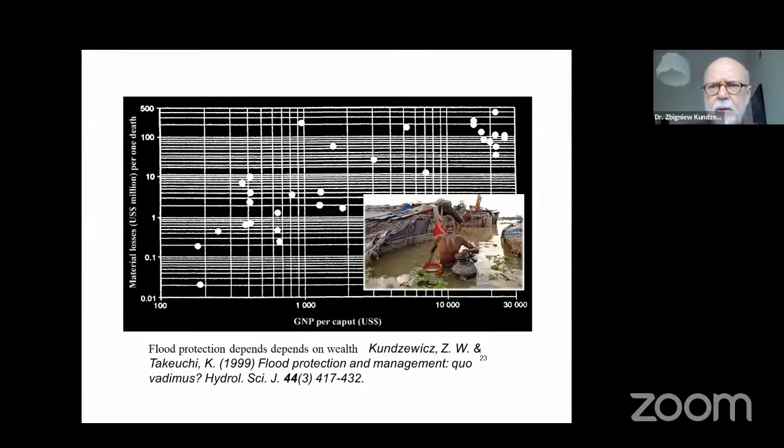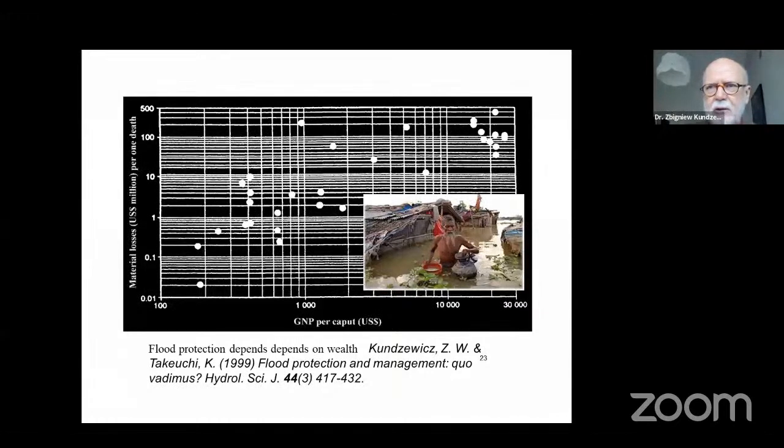This illustration comes from an old paper that I published together with a Japanese colleague, Kuniyoshi Takeuchi. On the x-axis, there is gross national product per capita. And on the y-axis, we divided the material losses by the number of fatalities. So in the left bottom corner of this diagram, we have $20,000 per fatality observed in Bangladesh during their large coastal flood.